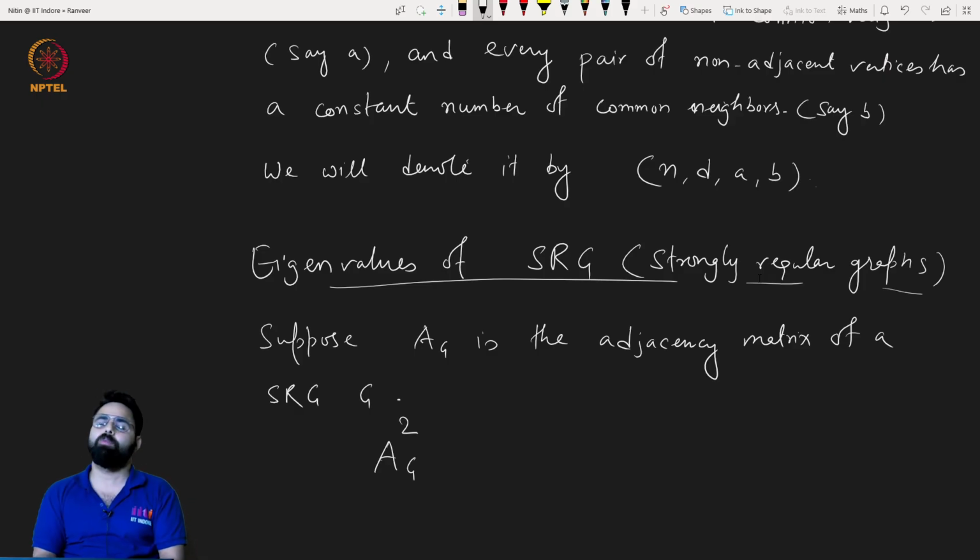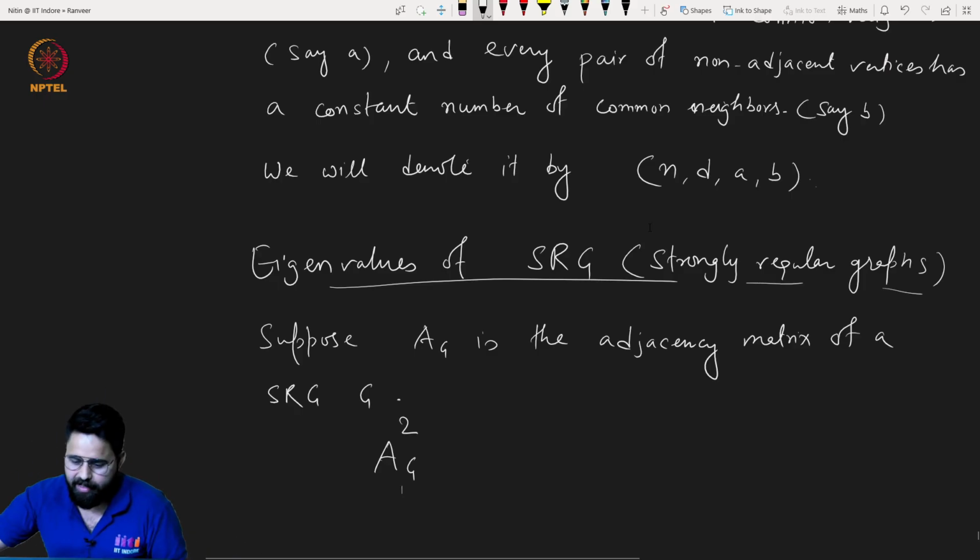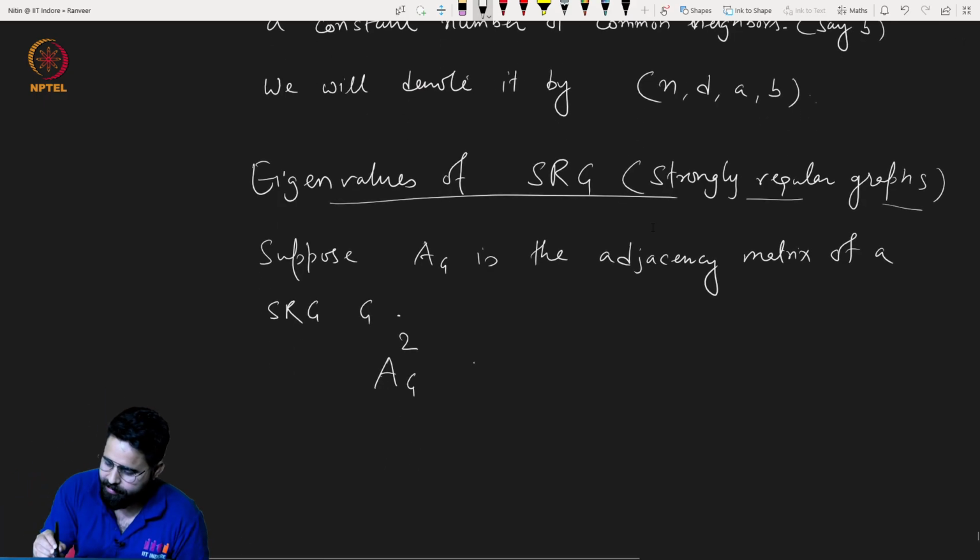What will be the diagonal entries of A square of G? What will be the ith diagonal entry? It will tell you that you are going from that i, going by one edge and then coming back to the same vertex. So basically that's how this length 2 walk will be. This is a closed walk of length 2, right? This is nothing but the degree of i, right?